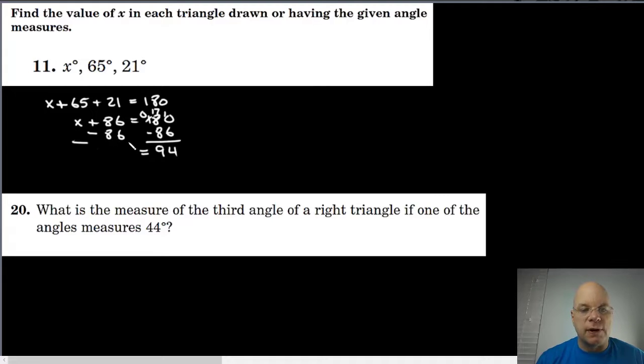And then on this side of the equation we have x plus 0, because 86 minus 86 is 0, so we just have x plus 0, which is x by the additive identity. So x is 94, so 94 degrees.